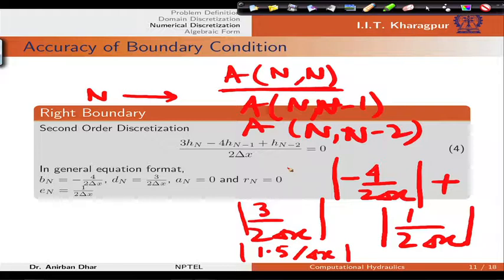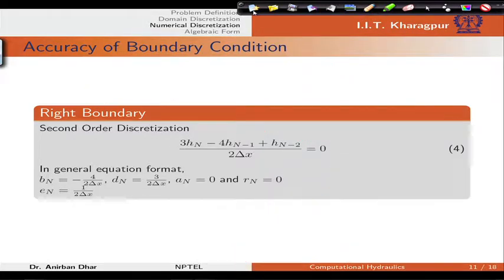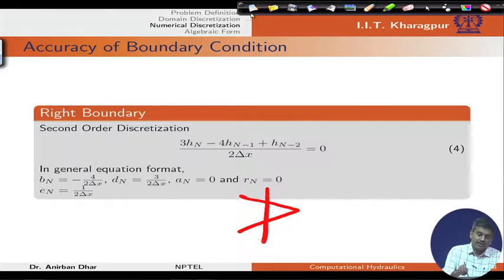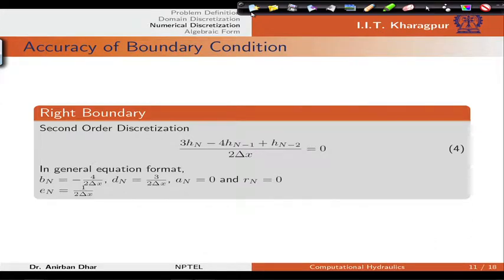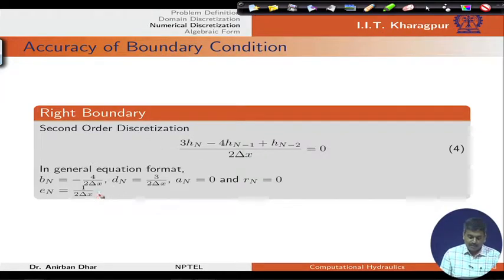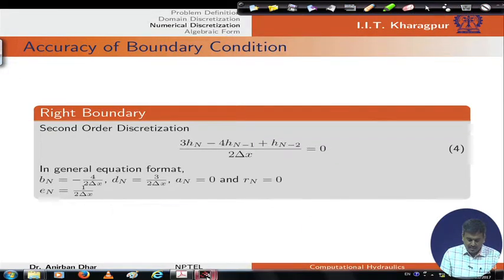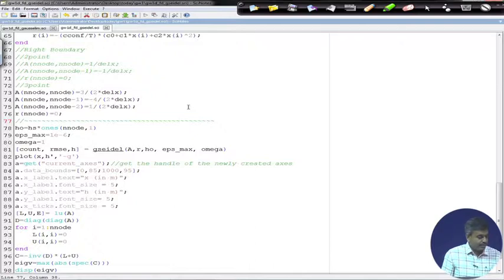So obviously in this case 1.5, the coefficient of the diagonal term, is not greater than the summation of the absolute values of the coefficients of the off diagonal terms. So in this case our diagonal dominance is not satisfied. Now let us see what will be the solution in this case. Ideally this should not work for our problem. So let us run it using our algorithm.